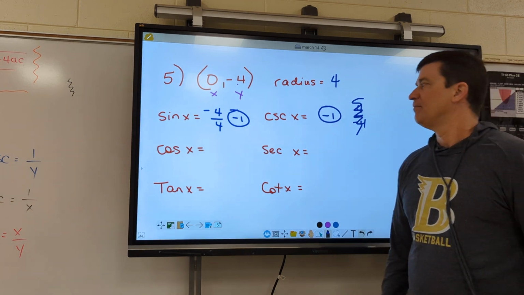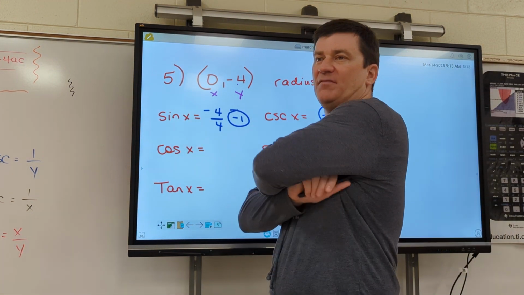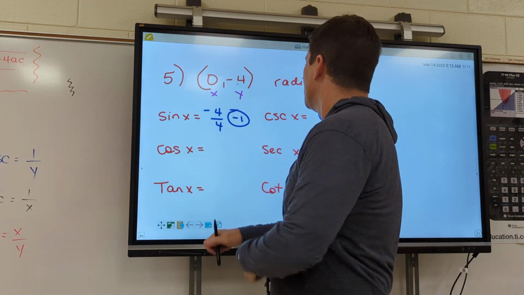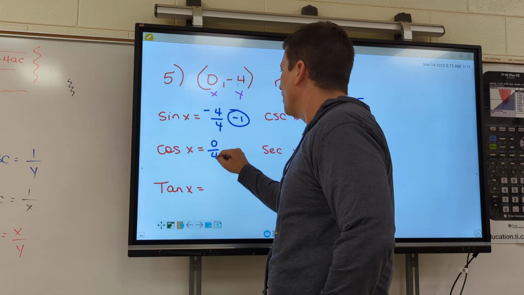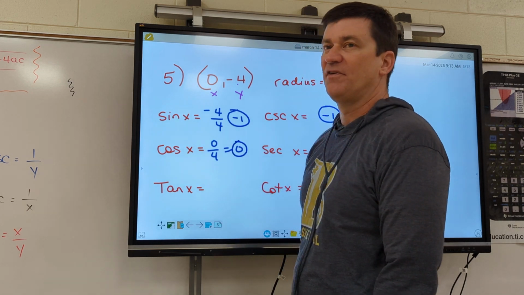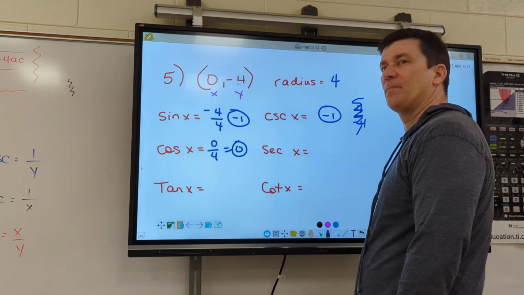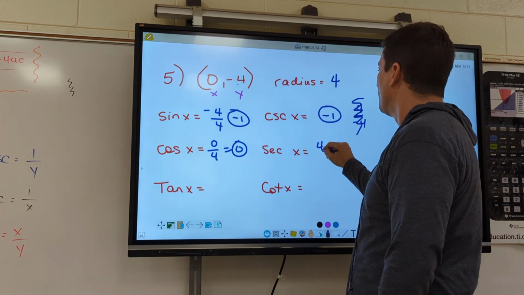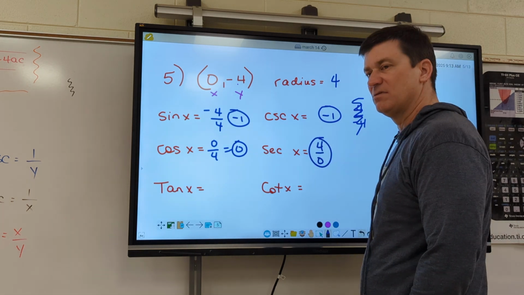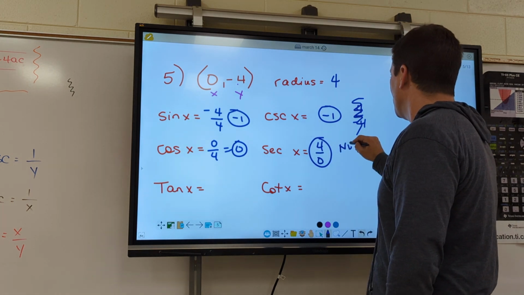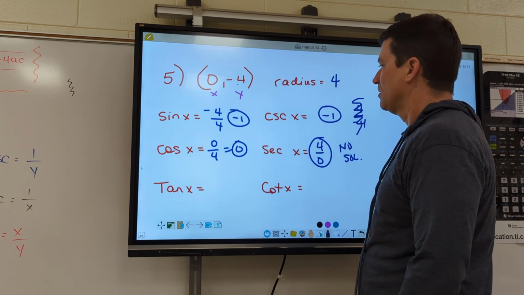All right. Cosine, what's y'all's fraction? Give it to me. 0 over 4 equals 0. All right, flip it. Isn't that no solution? 4 over 0. Why is that one no solution? You can't have 0 on the bottom. Good, no solution.